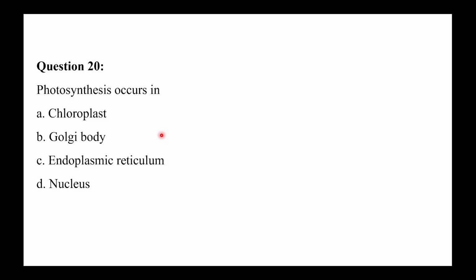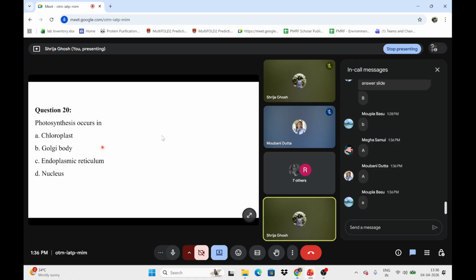Photosynthesis occurs in: chloroplast, Golgi body, endoplasmic reticulum, or nucleus. What would be the correct answer? Please write your answer in the chat box.